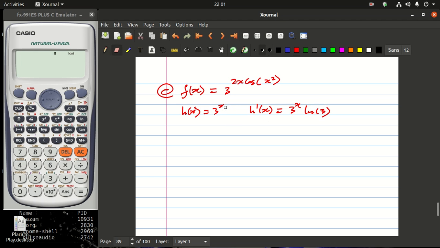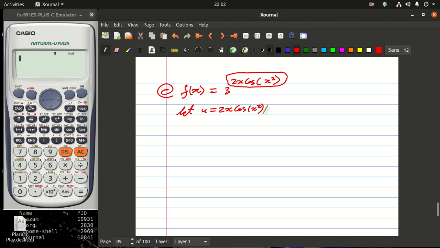But now, instead of having just an x here, I have something that is sitting in the value of x, and that is the something that we are talking about here. So I am going to let my u be that something. So my u is going to be that something there. I'm going to say let u be equal to the something, which is 2x times cosine of x squared.